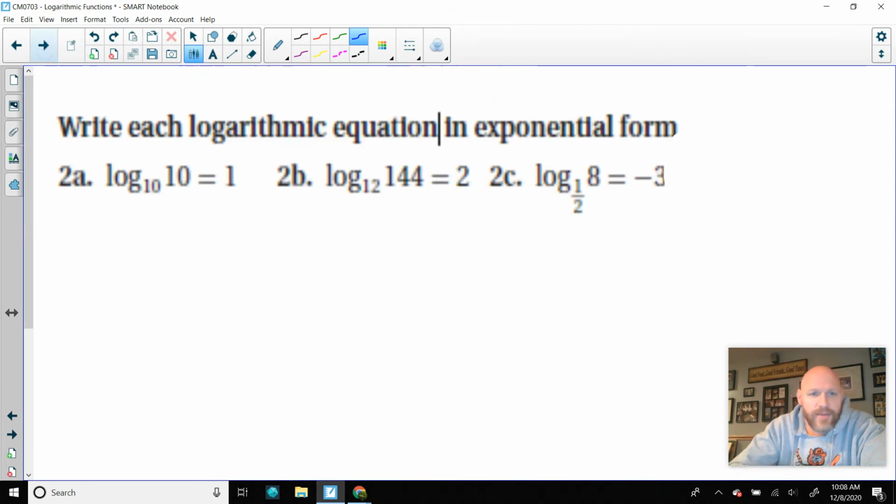Let's do some practice problems. So on this one, they want you to go from a log to a base. So I'm going to hit pause here for just a second. I'll let you guys pause it, do your own thing. I'm going to finish some tea here.